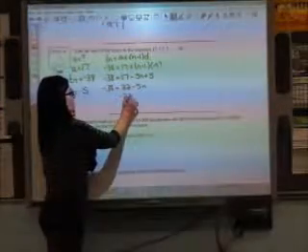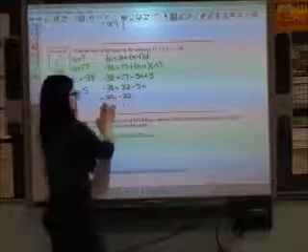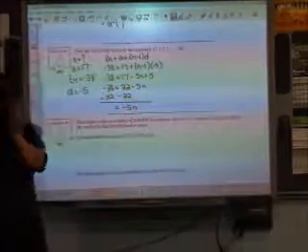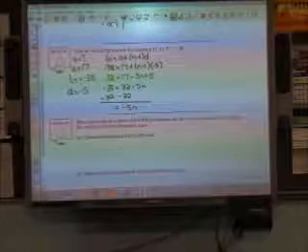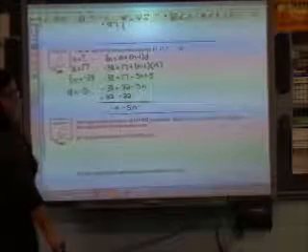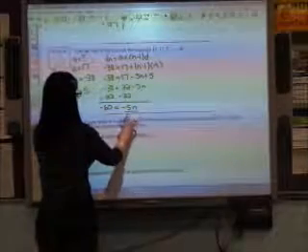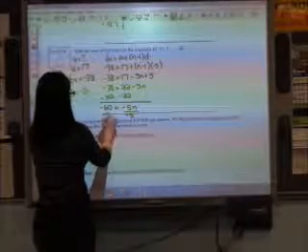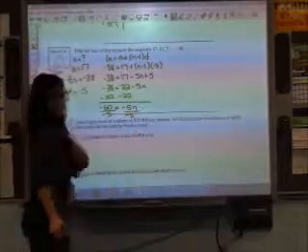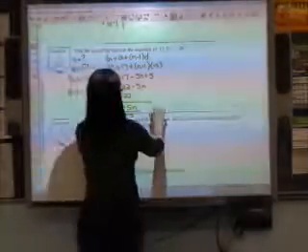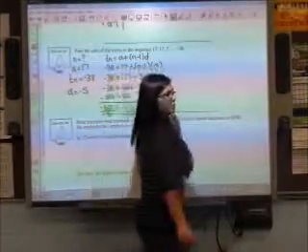Okay, so take 22 away on both sides. Negative 38 minus 22 would be negative 60. Last thing, divide by negative 5. And what does n equal? N equals 12.